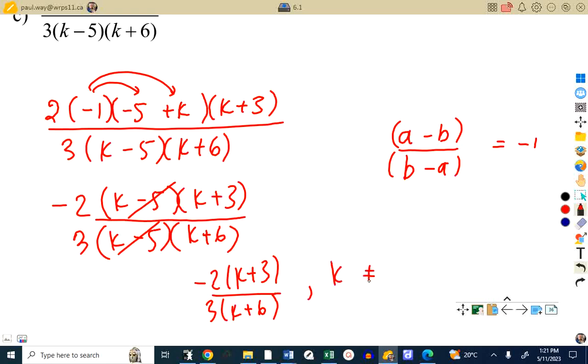K is not equal to negative 6. Are we in agreement with what I've written there as the final answer? Really? Aren't I missing something? K is not equal to 5 as well. It doesn't matter that it went away. You still have to keep that non-permissible value. All right?